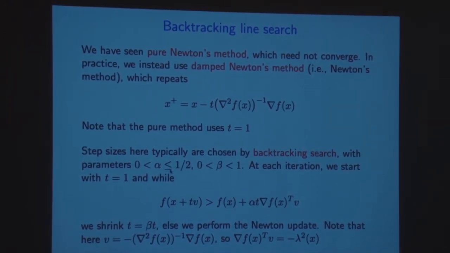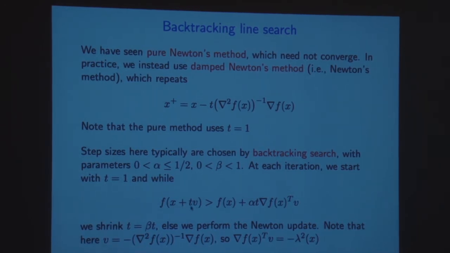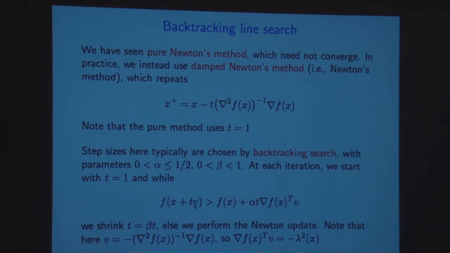So common choices are like alpha equals a half, say, and beta equals 0.8, which I think we heuristically suggested earlier. And this is the same story that we learned for gradient descent, right? We look at the value of our criterion function if we were to take a step along v once we multiply that by t, and we compare it to what we would see if we did a linear extrapolation of our function along this direction. That's equal to f of x plus t times the gradient of f of x transpose v.